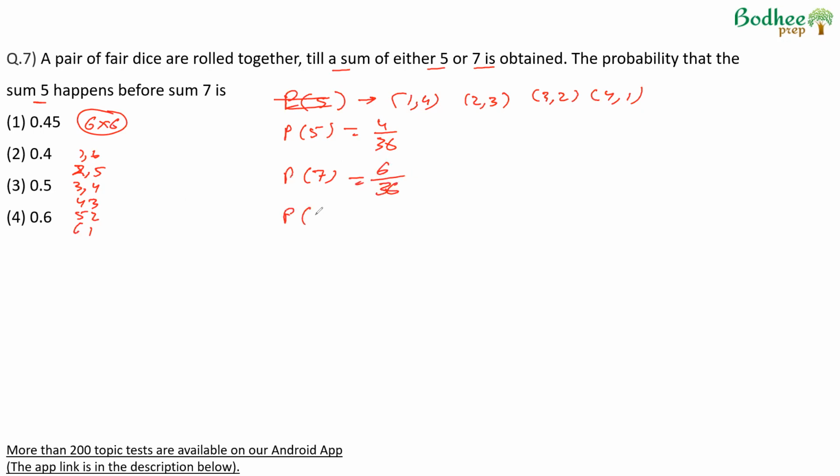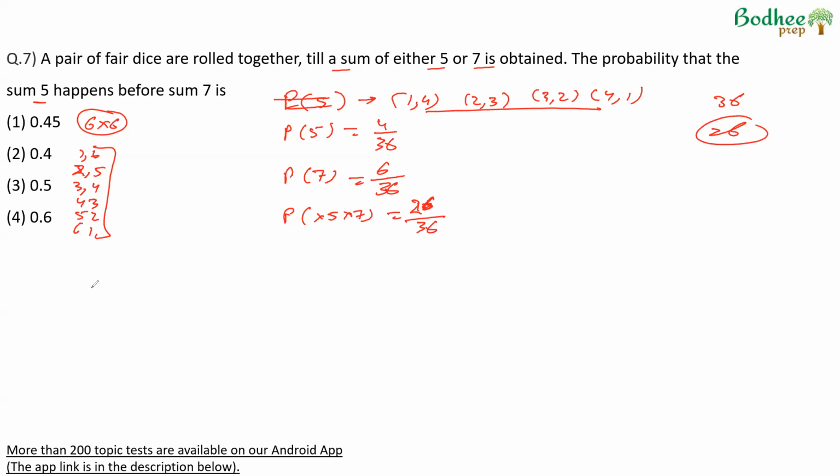Therefore, the probability that the sum is neither 5 nor 7 will be 36 minus 4 minus 6, that is 26 by 36. Total 36 outcomes, out of which 4 are these, 6 are these. So the remaining 26 will not have a sum of 5 or 7.